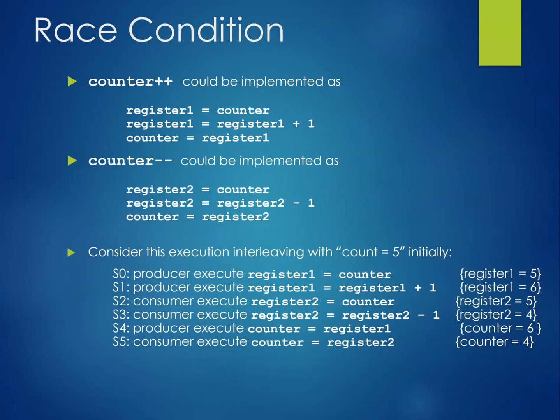S2, the consumer executes register2 = counter. Okay, so register2 equals 5. The consumer executes register2 = register2 - 1, so register2 equals 4. The producer executes counter = register1. And then the consumer executes counter = register2. So basically, we've now got inconsistent results.